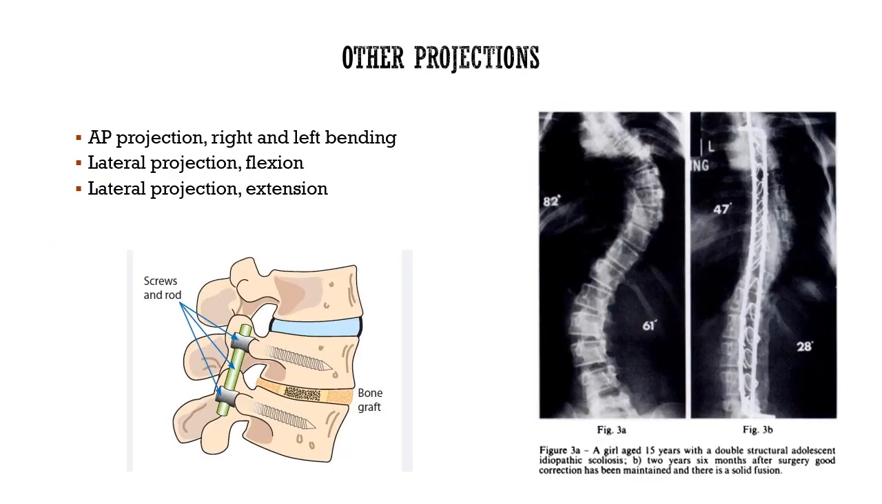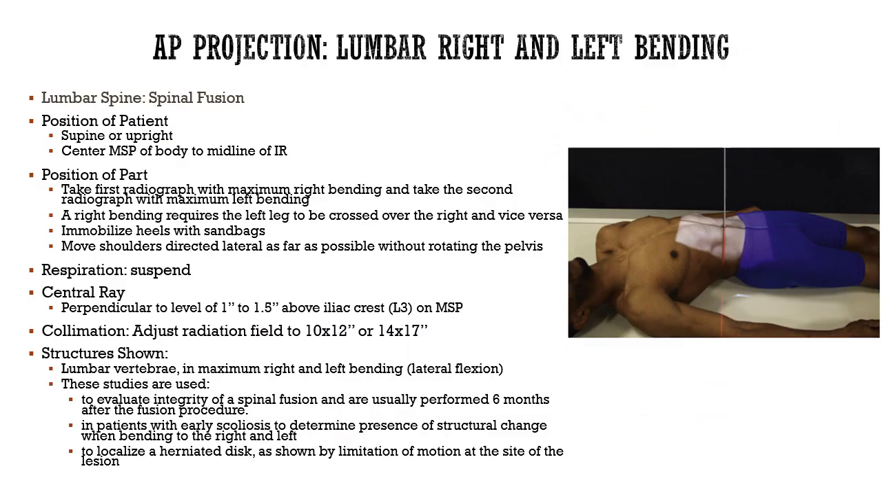Other projections include the AP projection, right and left bending, and then the lateral projection flexion and the lateral projection extension. And here's the patient, by the way, with the scoliosis and with the Harrington rods. And this is a good reason why we want to look at bending views, even flexion extension views as well. So the AP projection for right and left bending. So this is performed in an AP projection. It's used for spinal fusion.